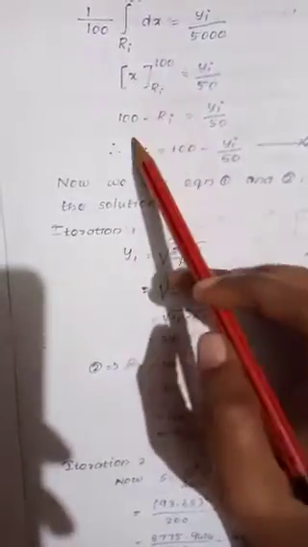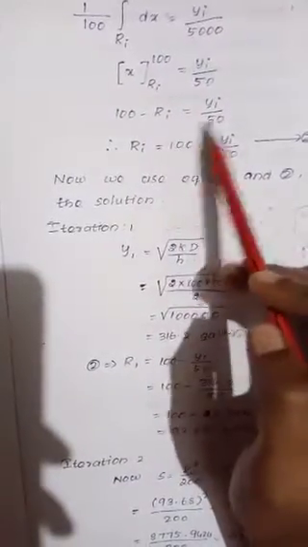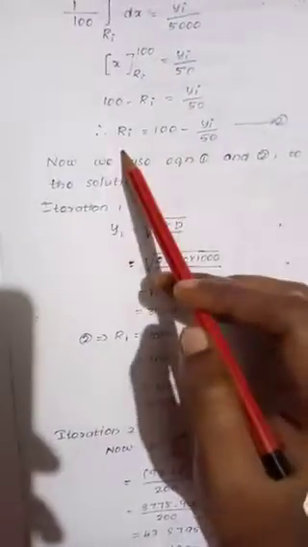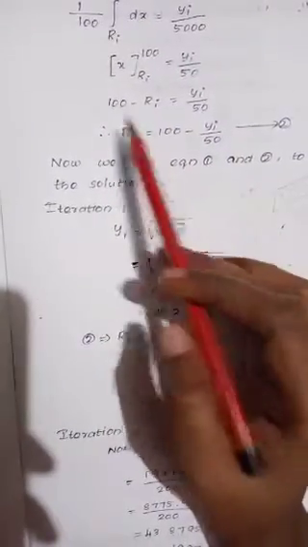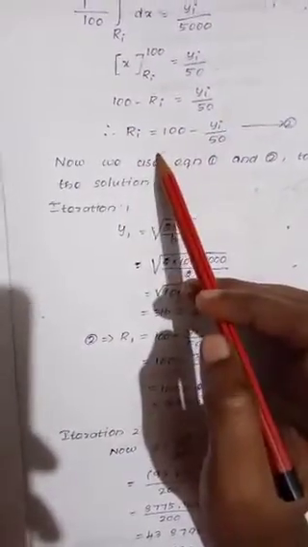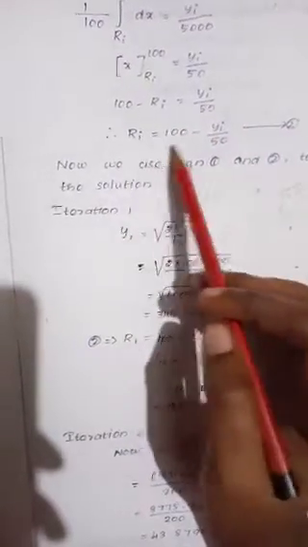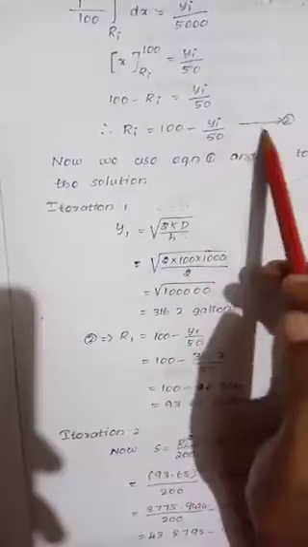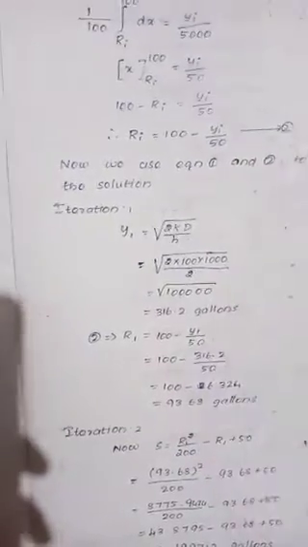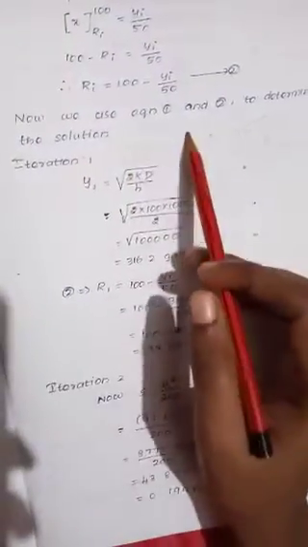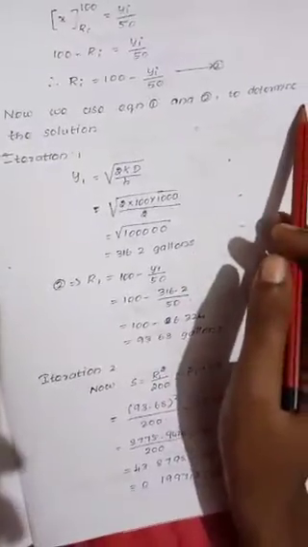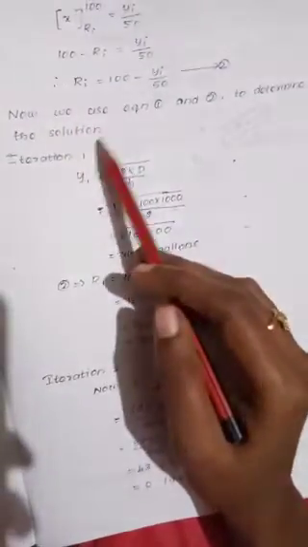Therefore, when we substitute, 100 minus r_i is equal to y_i by 50. Therefore r_i is equal to 100, moving to this side, 100 minus y_i by 50. When we simplify, r_i is equal to 100 minus y_i by 50. This gives us equation number 2. Now we use equations 1 and 2 to determine the solution.